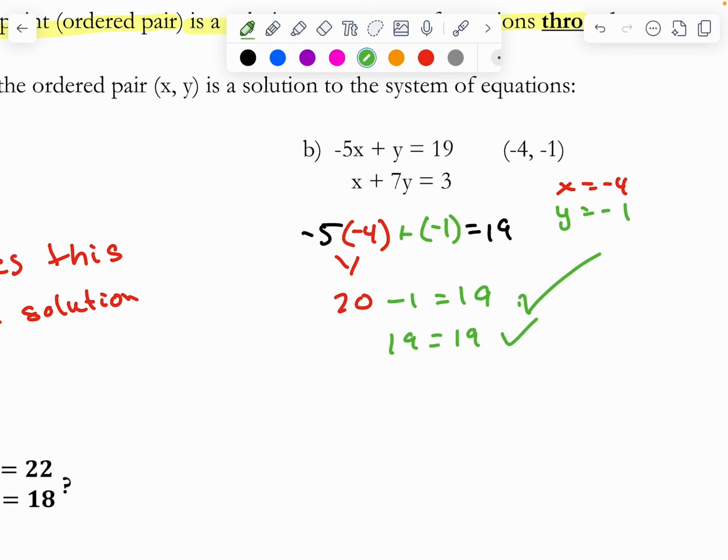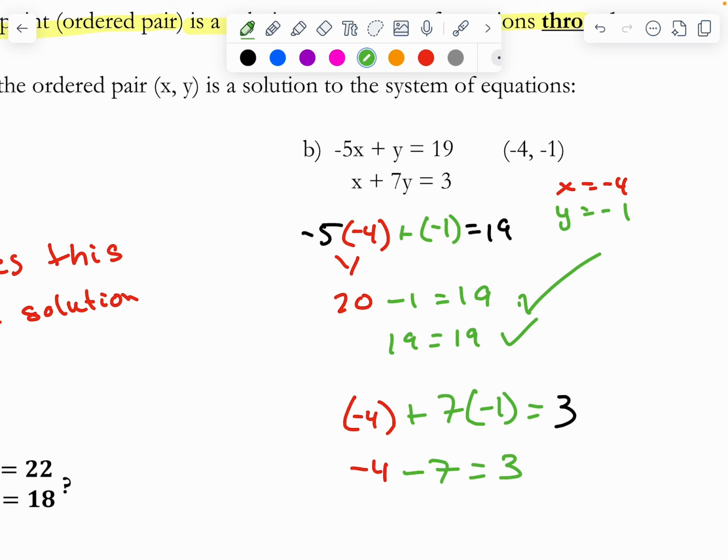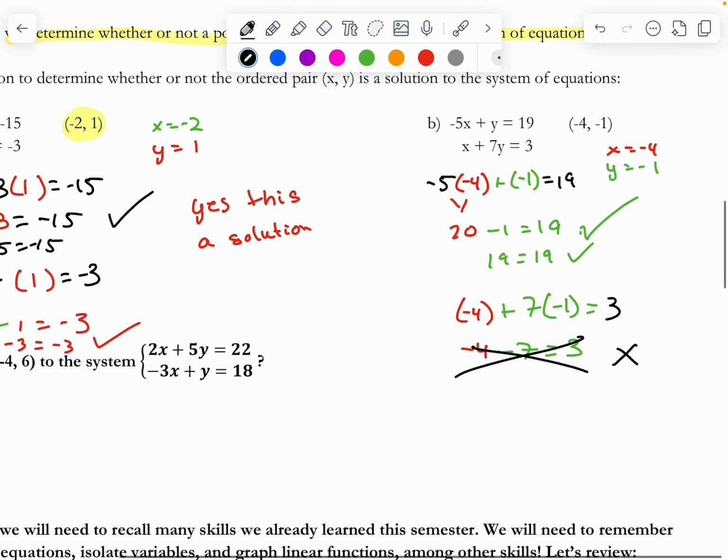Now let's check our second one. X plus 7. And instead of the y, we're going to plug in -1, right? That y will go right in here. Does that equal 3? Well, let's see. Let's plug in our -4, right? Let's plug in our -4 into here. Does -4 minus 7 equal +3? No. This is not true. This is a big X. So this means that it's not a solution.